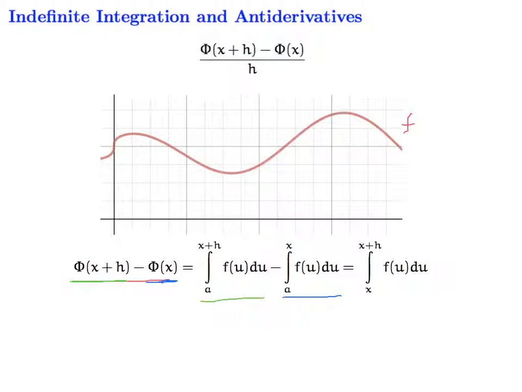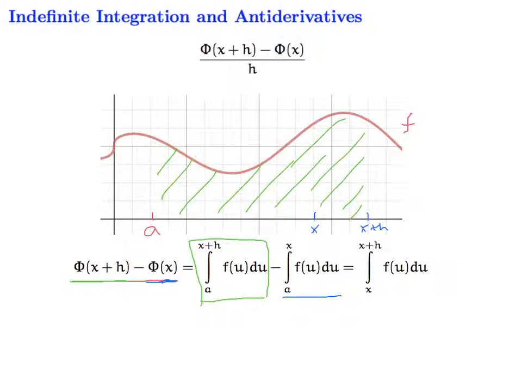And so we want to think, well, what does this mean graphically? Both of these integrals are going to start over here at some number a. They're going to go out, and eventually there's going to be a point x over here, and there's also going to be x plus h. So what this first integral tells us to do is compute the area all the way out from a to x plus h.